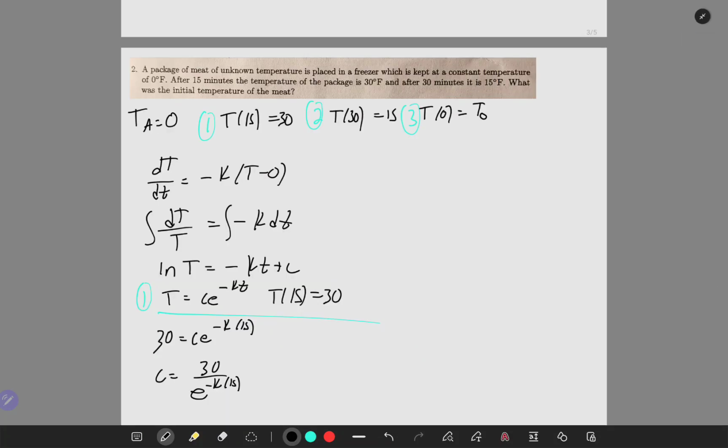Okay, so I just noticed a mistake in my initial order of my conditions here. So let me think about this. After 15 minutes, the temperature is 30, and after 30, it is 15. What's the initial temperature of the meat?